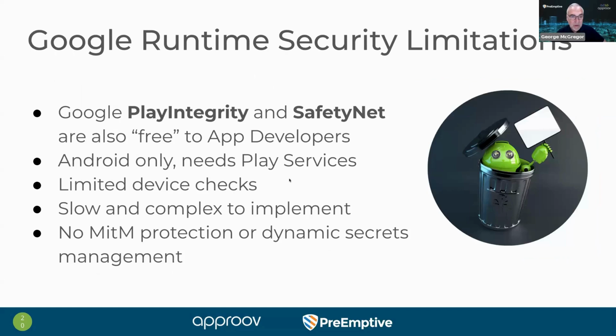Thanks, John. So let's talk a little bit about the runtime protection. We'll talk a little bit about Google, and then we'll talk about Apple. On the Google side, there is the Play Integrity API, which was announced in 2021. And of course, these are available to app developers as part of the tax, if you like.